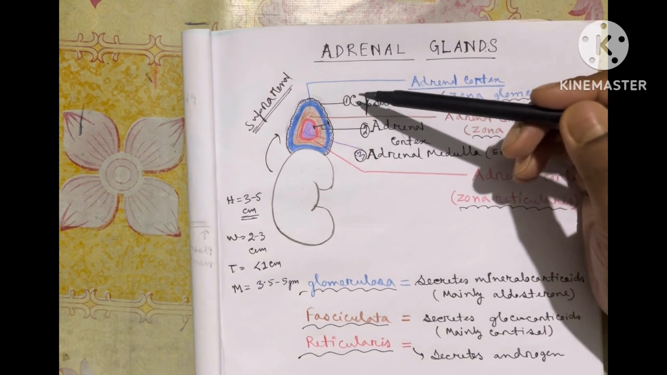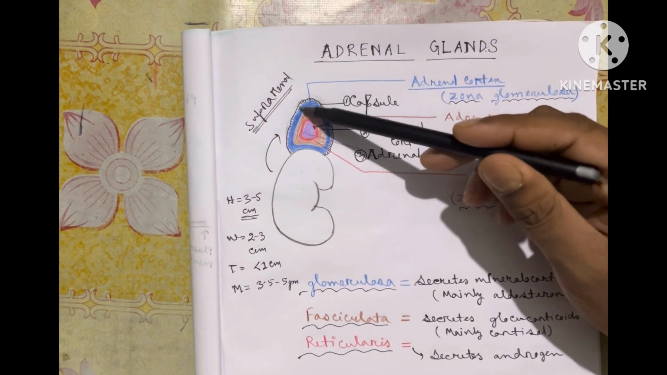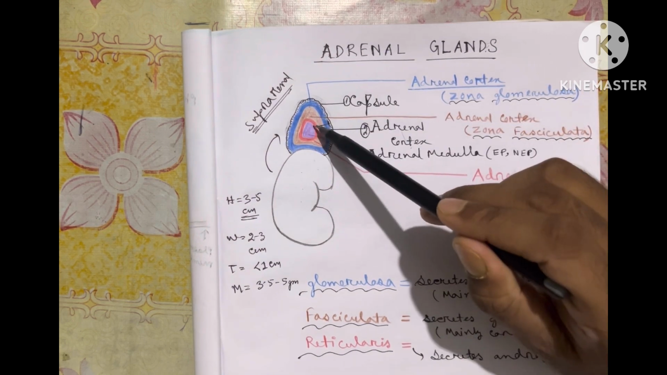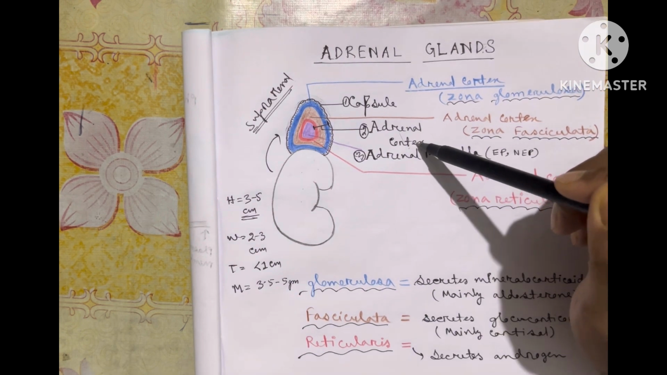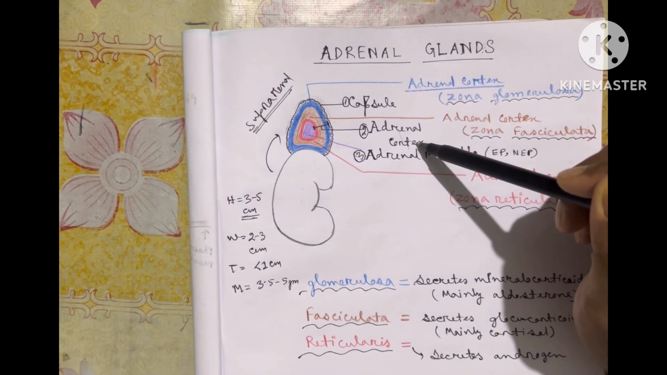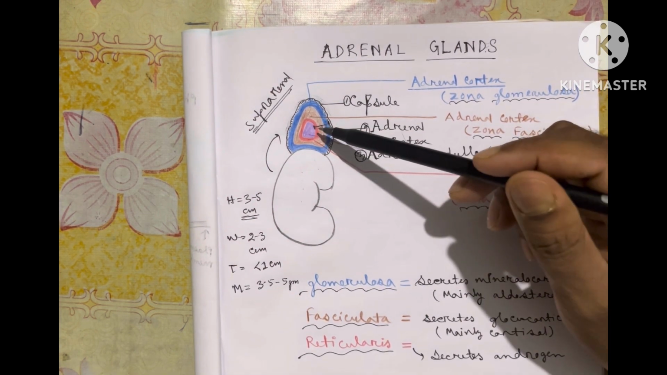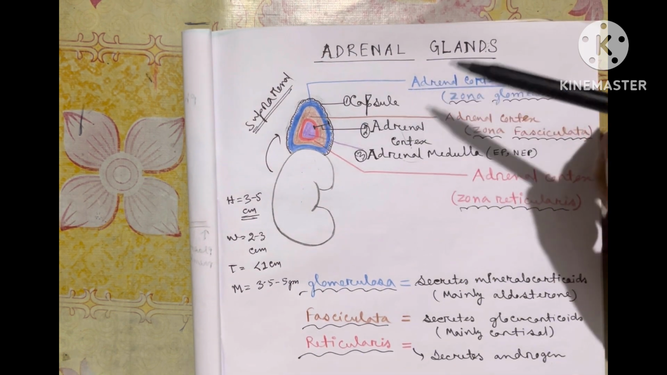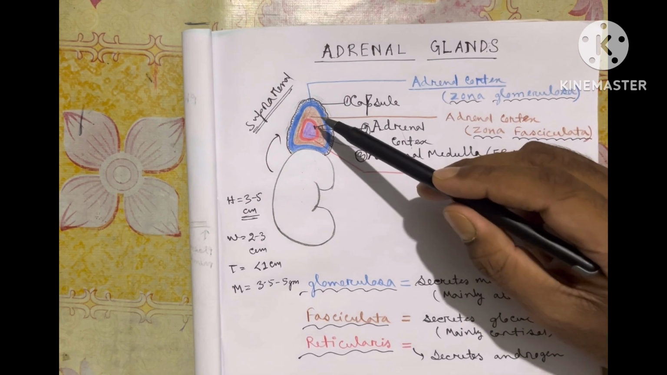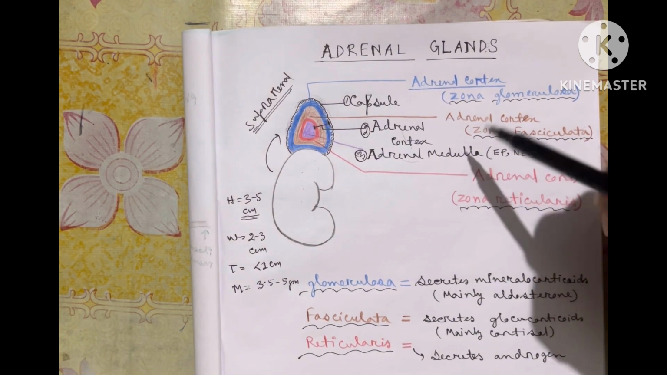So we have different parts. Number 1, the black layer, is the capsule. Then we have red, brown and blue, which are collectively called the adrenal cortex. And then we have one layer called the adrenal medulla, the innermost layer. The innermost purple layer is called the adrenal medulla.